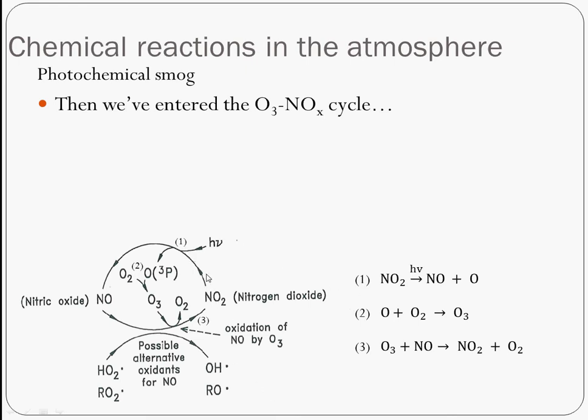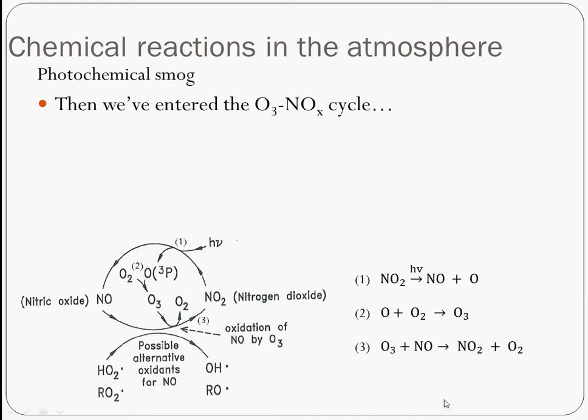Essentially, these equations here, this is equation 1: once you have this nitrogen dioxide, it interacts with light, reforming nitrogen oxide plus an oxygen radical. And this oxygen radical interacts with regular oxygen in the atmosphere to form ozone. Ozone plus the NO formed up here reforms nitrogen dioxide and oxygen.